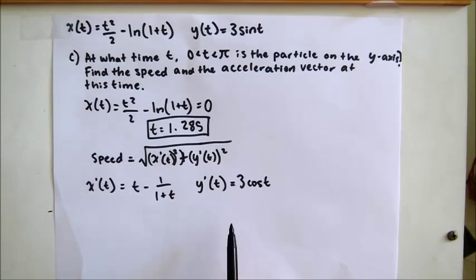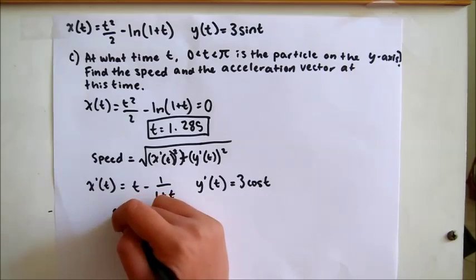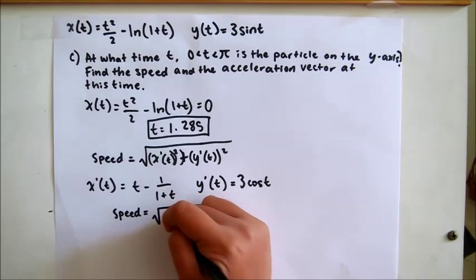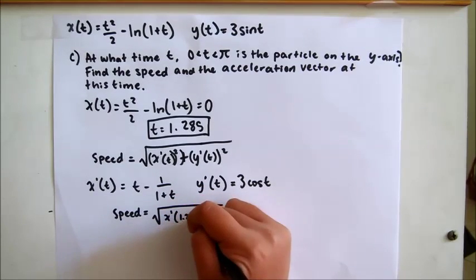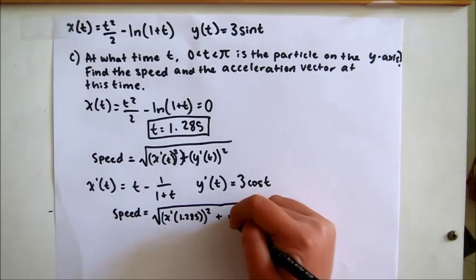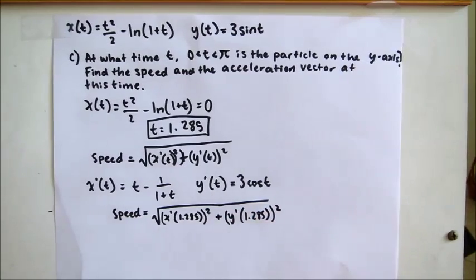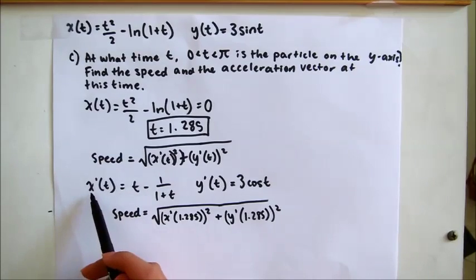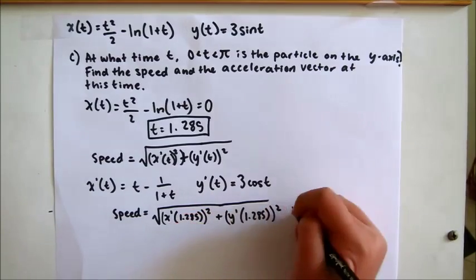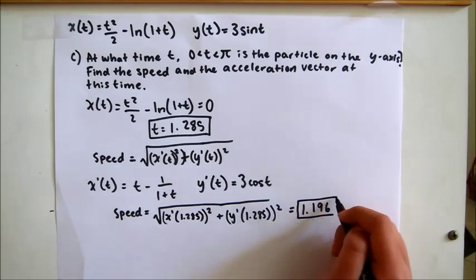Now we can plug these into the speed equation using the value of t to solve for speed. So basically we get speed equals the square root of x prime of 1.285 squared plus y prime of 1.285 squared. When we plug in the values of x prime and y prime and t, you get that speed equals 1.196. So there you have it, that's the speed of the particle at this point.